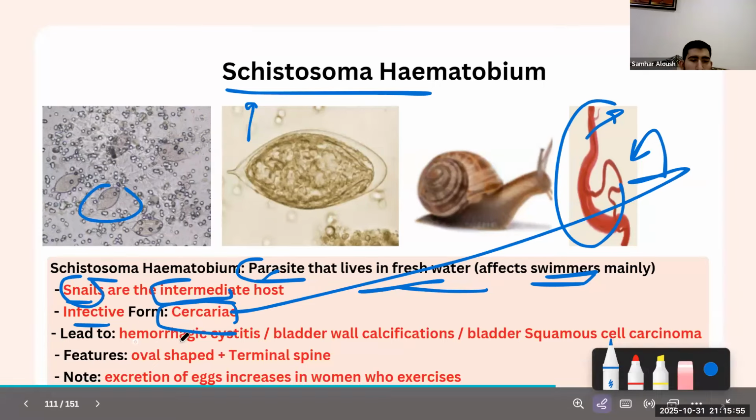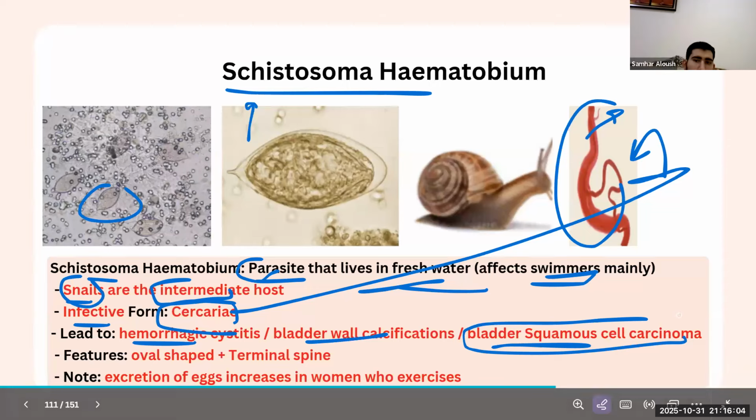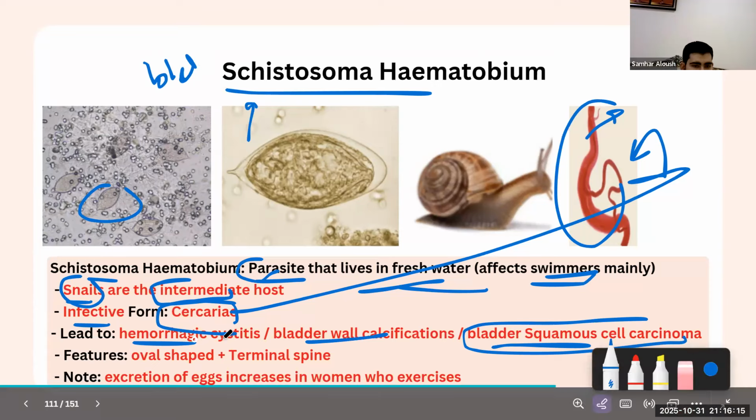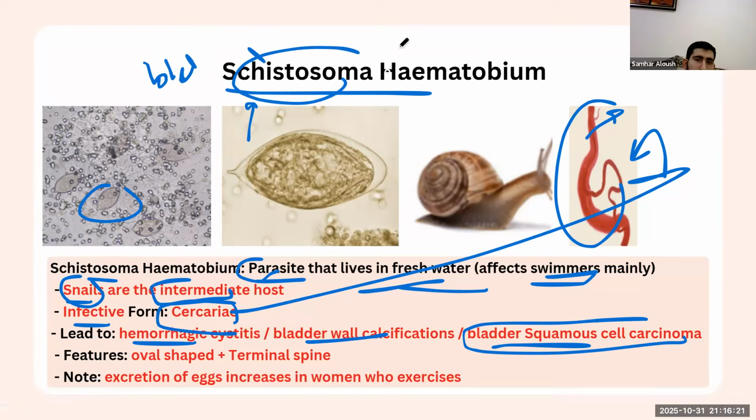It leads to hemorrhagic cystitis, bladder wall calcification, bladder squamous cell carcinoma. We agreed previously that the cause of squamous cell carcinoma in the bladder is infection with schistosoma. So schistosoma affects which organ? That's a question. Bladder. Okay, you need to choose the bladder. Why? Schistosoma affects the bladder and causes hemorrhagic cystitis, bladder wall calcification, bladder squamous cell carcinoma. There are three types of schistosoma. The only one that affects the bladder is hematobium. Memorize the name. Schistosoma hematobium is the one that affects the bladder.